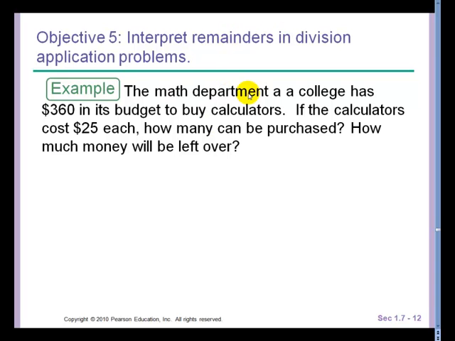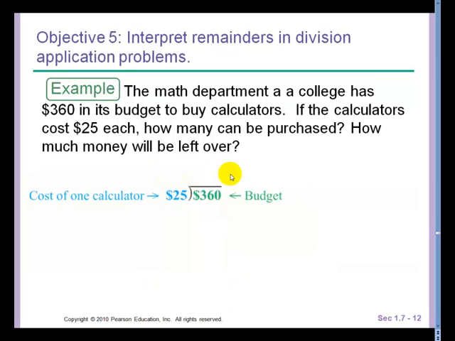The math department at a college has $360 in its budget to buy calculators. If the calculators cost $25 each, how many can be purchased? How much money will be left over? Cost of one calculator is $25. The total budget is $360. So we are going to take $360 and divide it by the $25 of each calculator.